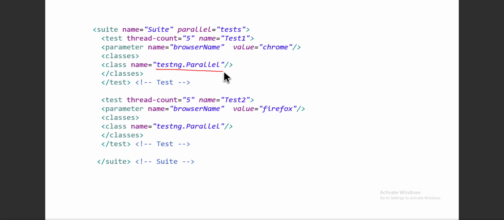This is called the fully qualified path. Package name: your package name you should give. It is case sensitive. Dot class name. Don't write mine only. Package name dot class name. Copy this and execute. You also convert into an XML file, run it. Copy down this.